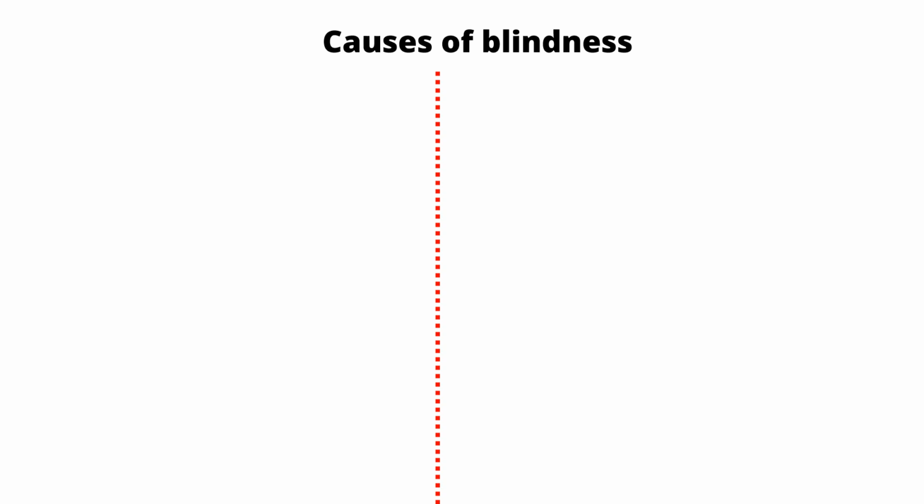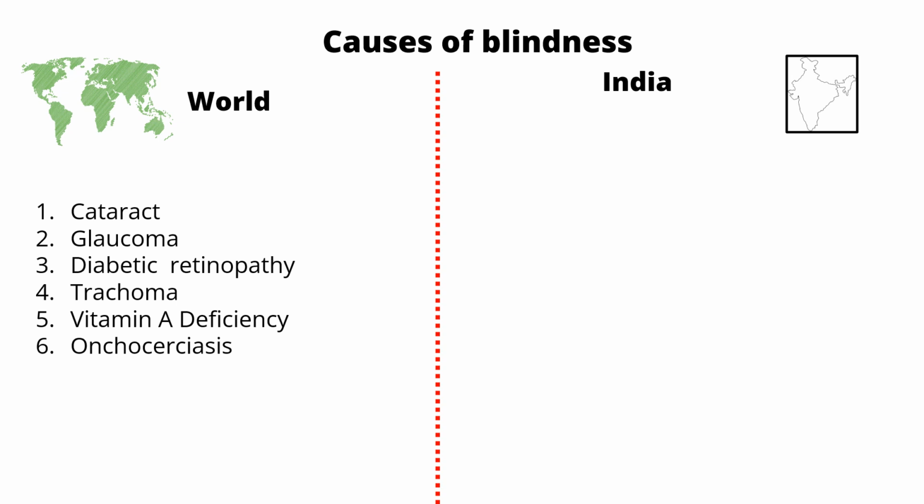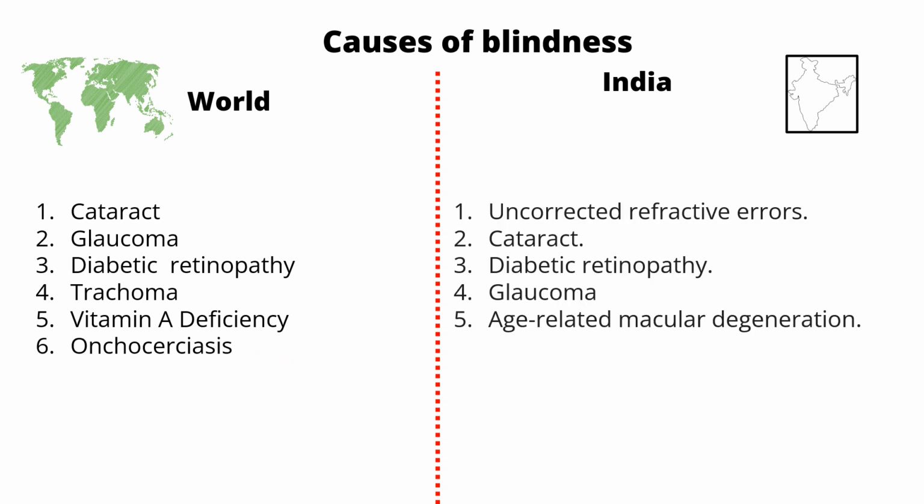The last thing about blindness that you need to know is the causes of blindness, which can vary in the world and India. They're similar, but you also see some changes. In the world, the topmost causes of blindness are cataract, glaucoma, diabetic retinopathy, trachoma, vitamin A deficiency, and onchocerciasis, otherwise called river blindness, which is more common in South America. Whereas in India, uncorrected refractive errors, cataract, diabetic retinopathy, glaucoma, and age-related macular degeneration are the most common causes.